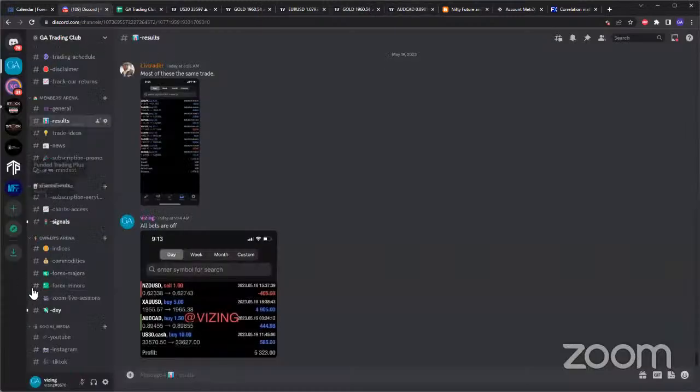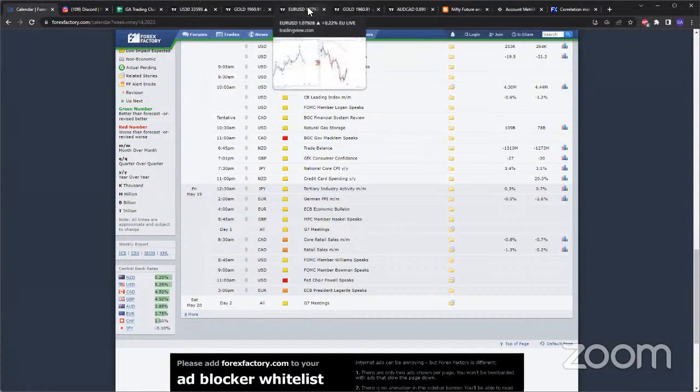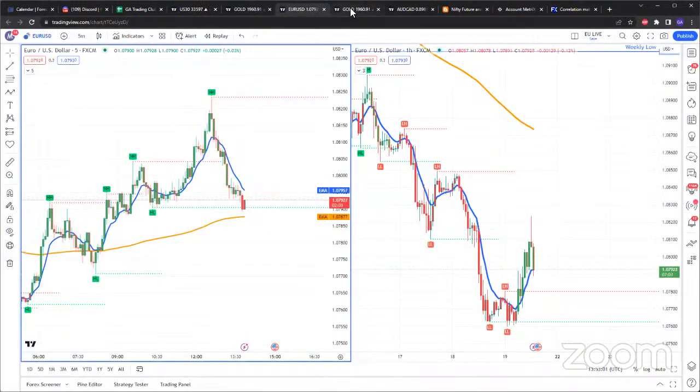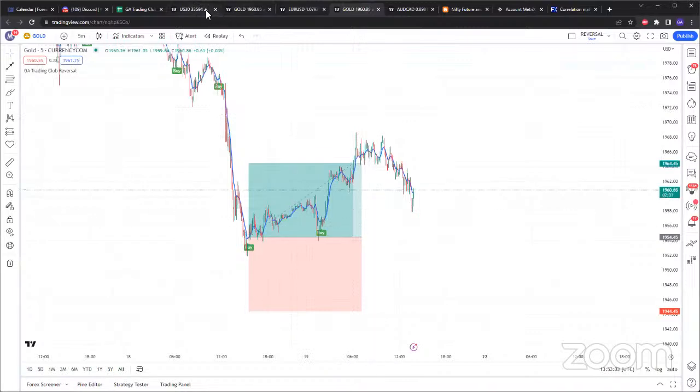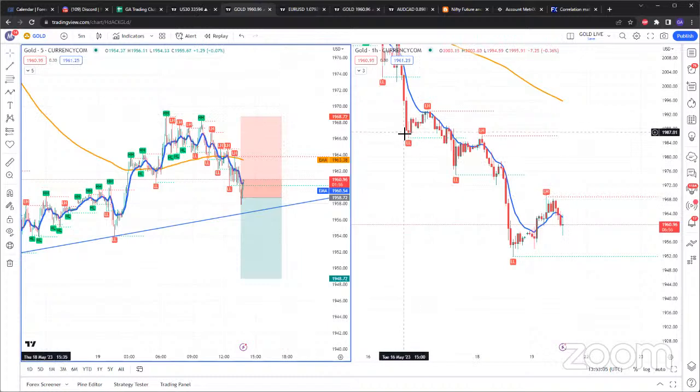Also today, Powell is speaking at 11 a.m. Eastern Standard Time. So do expect some market movements. And when he speaks, whatever trend picks up will probably go on for like a week or so. So just be safe if you're trading today. For me, other than this gold trade that I'm personally in, I'm not taking any more trades.